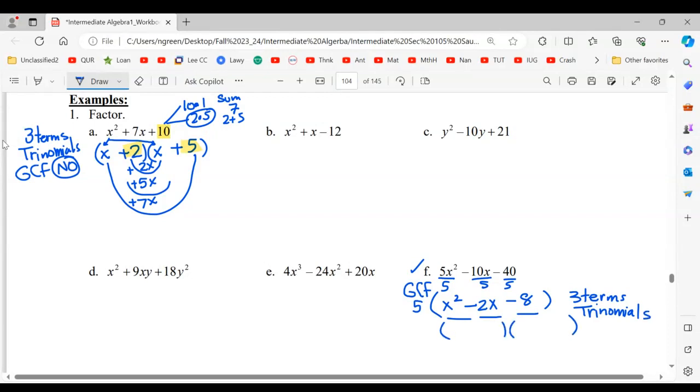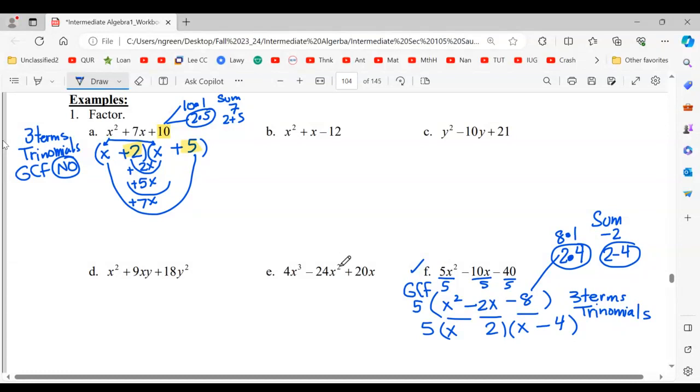So here you're going to do 2 parentheses. X times x. 8 can be what? 8 times 1 or 2 times 4. You need the sum to be how much? -2, correct? Which one will give you -2? Is it 8 times 1 or 2 times 4? 2 times 4, right? So if you add this together, it gives you -2. So you're going to put 2 here, -4 here.